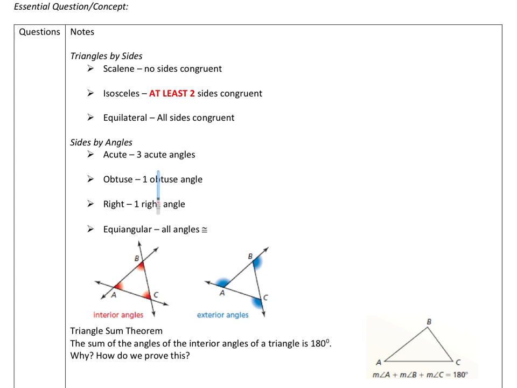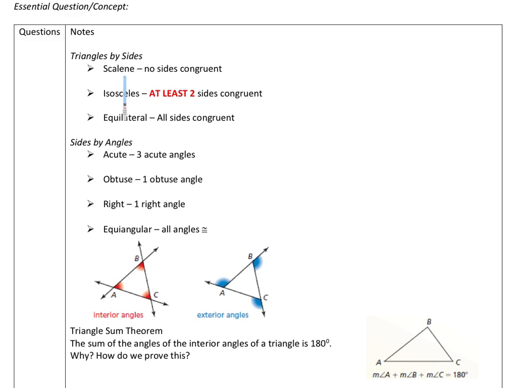Okay, so is an equilateral triangle isosceles? Well, there you go, at least two, so it would fall into that category as well. Okay, so by the angles, we can say acute, three acute angles. Obtuse, one obtuse angle, right, one right angle, and equiangular, all the angles are equal. So we got sides, we got angles. So does that mean you can have a combination of both?